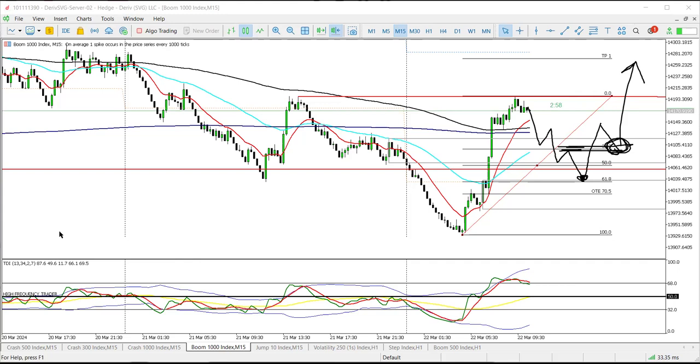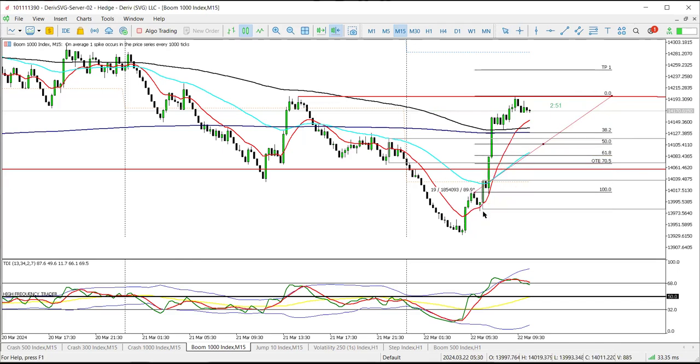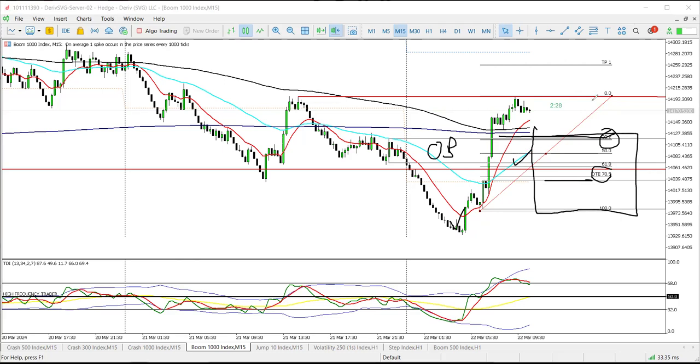And if we are to run our fib from the next impulsive move after a minor area was broken, you will notice that the zones are more or less the same. The only difference is this 38.2 is actually on the same area because it starts right on the top order block right here. And then our 70.5 is right near the H1 demand. So whichever fib you use, it still brings you within the same point of interest for buys.